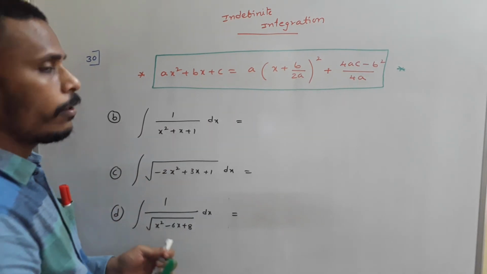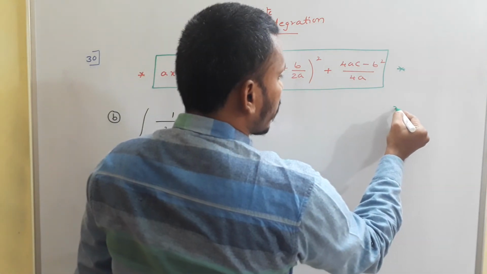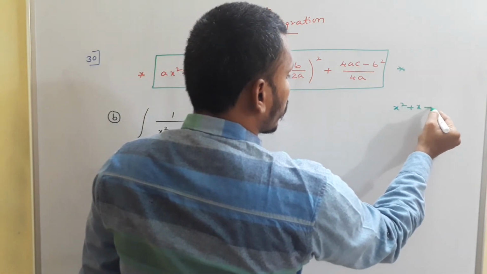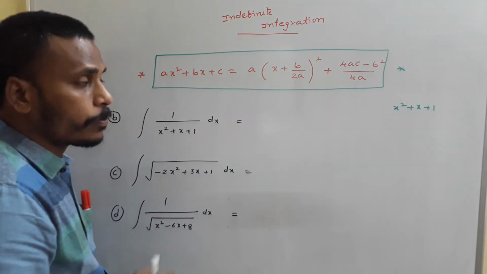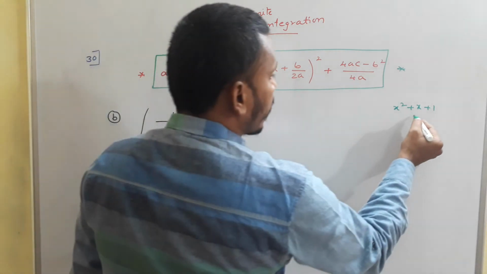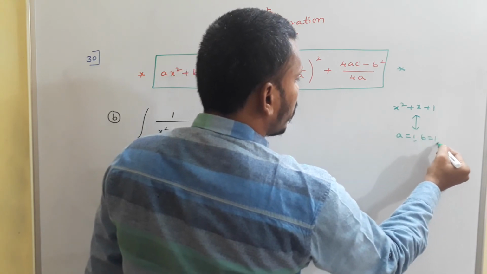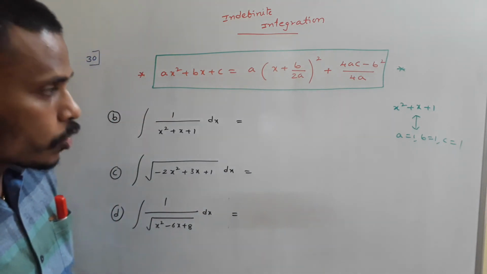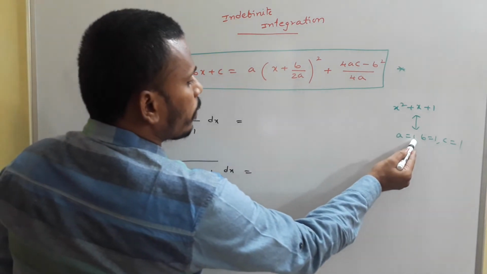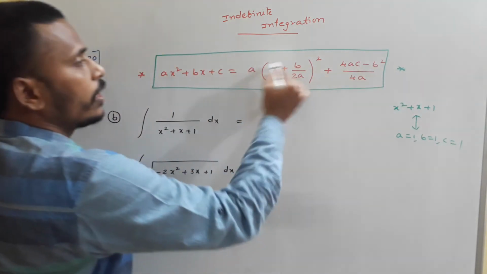Okay. First of all, here x square plus x plus 1 is involved. You just think about x square plus x plus 1. You compare the standard quadratic polynomial ax square plus bx plus c with x square plus x plus 1, then you will get that a is equals to 1, b is equals to 1, c is equals to 1. a 1, b 1, c 1. And so, just replace a with 1, b with 1, c with 1 in this.